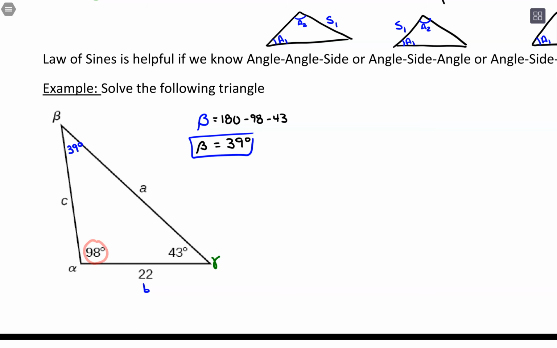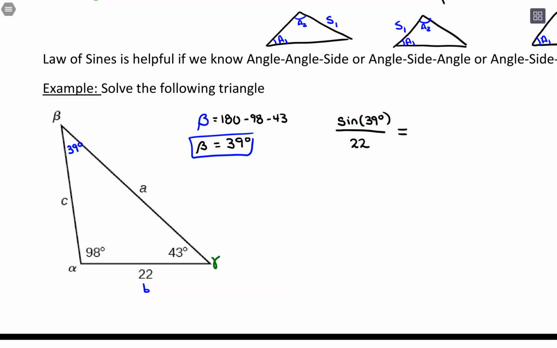So I see I have 98 degrees, but I don't know A, so that's no good. 43, but I don't know C, so that's no good. 39 matched up with 22, that's fantastic. So what I could do is fill in one of those ratios. So taking sine of 39 degrees, so sine of beta, divided by that side length of 22, and then equals.